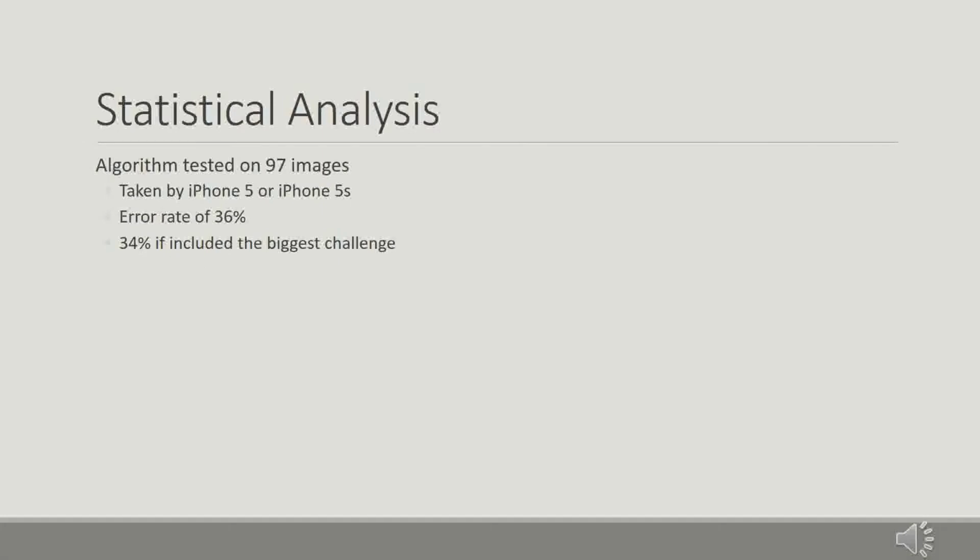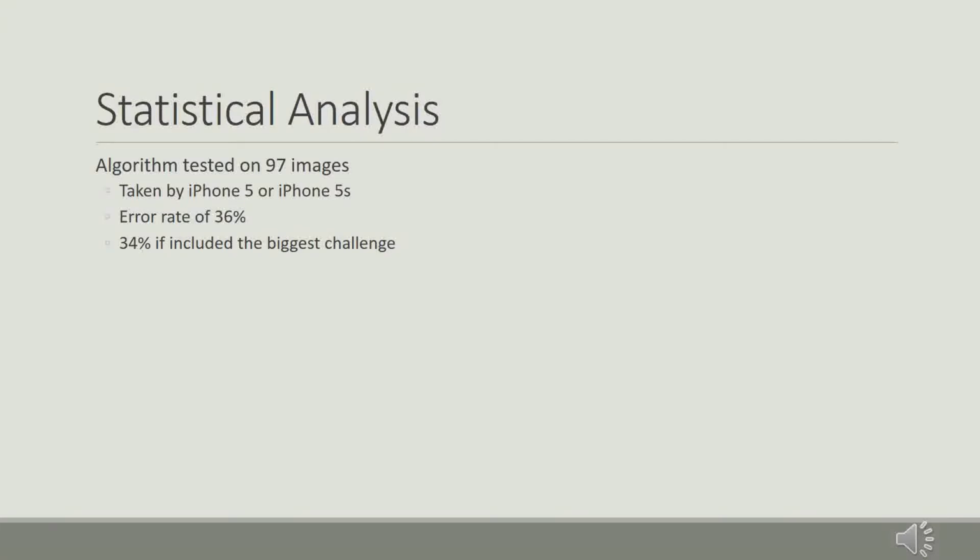So what was the analysis of this whole project? After testing this whole algorithm on 97 different nutrition fact labels taken from iPhone 5 or 5s cameras, the error rate calculated was 36%. By error rate, what we mean is, let me show the demo of this particular example that I've shown during the whole presentation. We will see that actual demo at the end of this video.